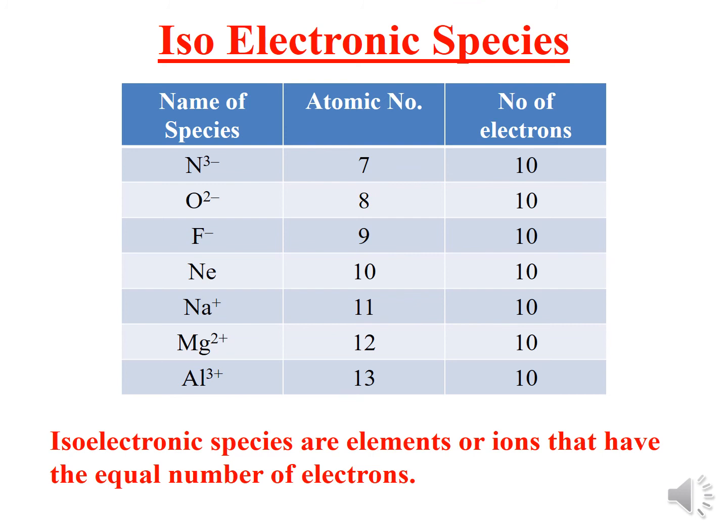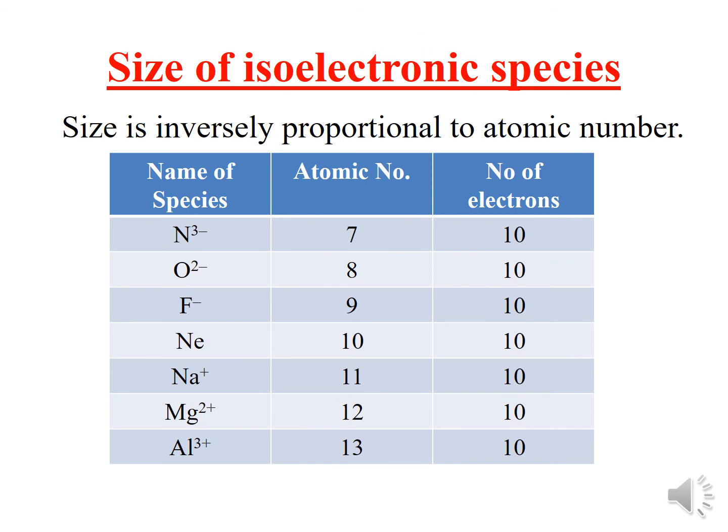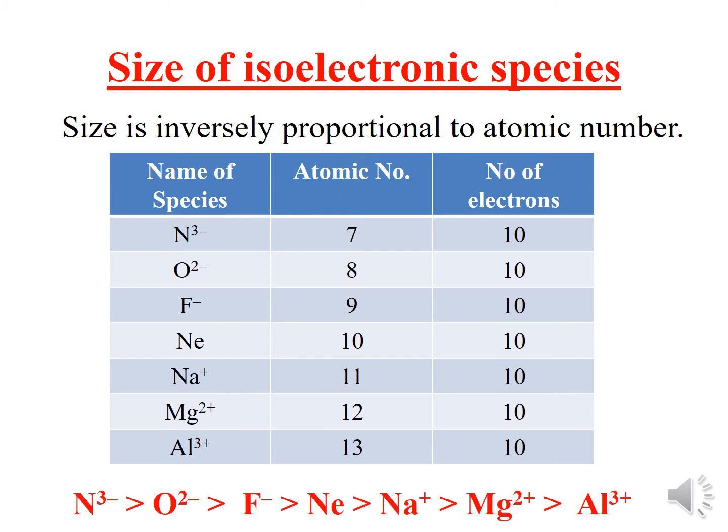Next we will compare the size of isoelectronic species. So these are different isoelectronic species. The size of isoelectronic species is inversely proportional to their atomic number. So greater is the atomic number, smaller will be the size. So here the size of aluminum cation will be smallest.